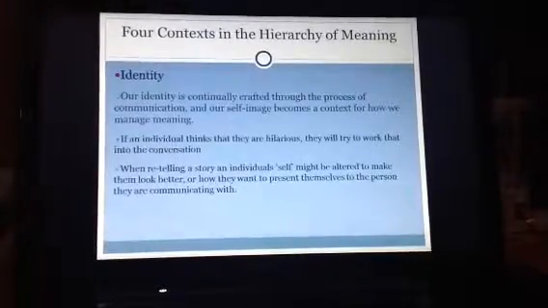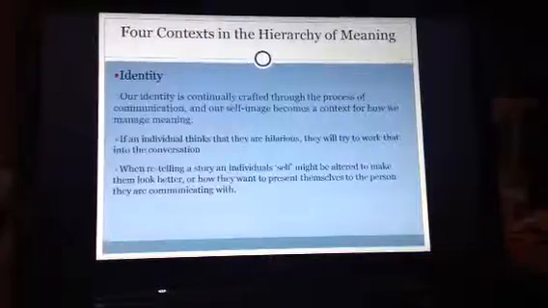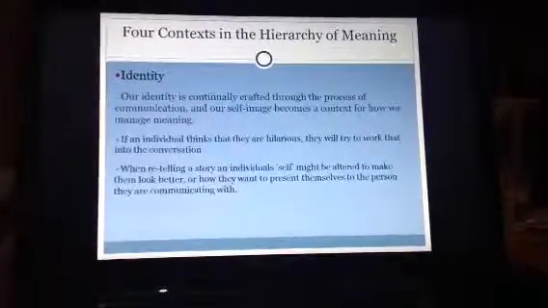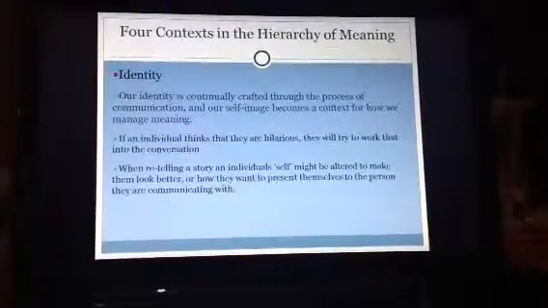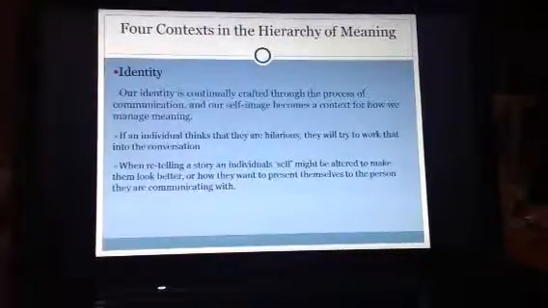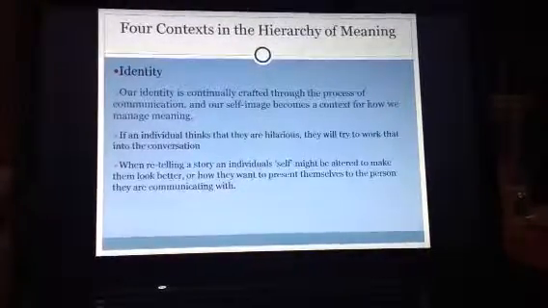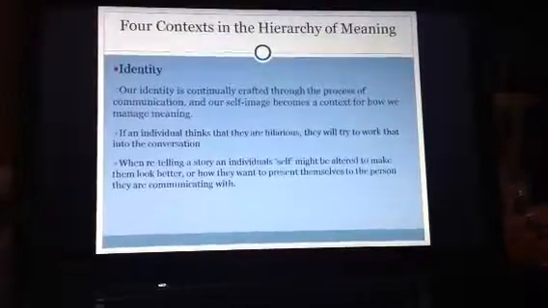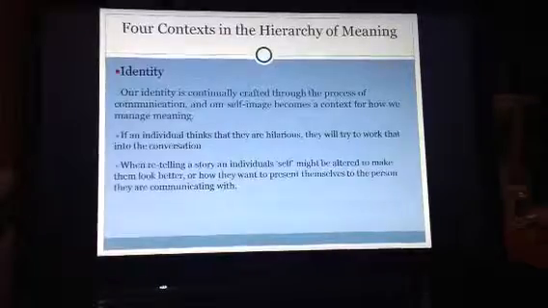Identity is continually crafted through the process of our communication, and our self-image becomes a context for how we manage that meaning. So if an individual thinks that they're hilarious, they're going to try and work that into their conversation. Or if they're retelling a story, their self might be altered to make them look better. You wouldn't say something that would embarrass you to somebody that you're trying to impress, unlike when you're talking to your best friend, when you'll tell them anything, no matter how embarrassing it is.